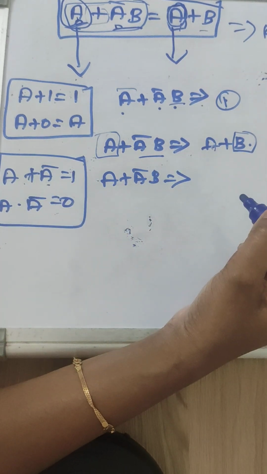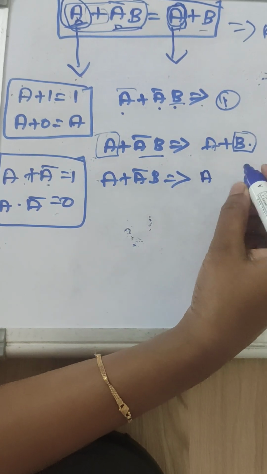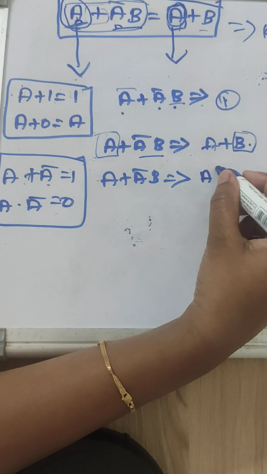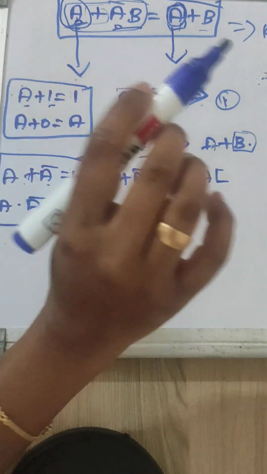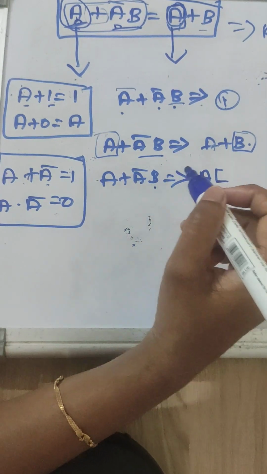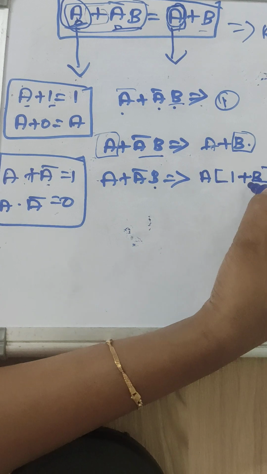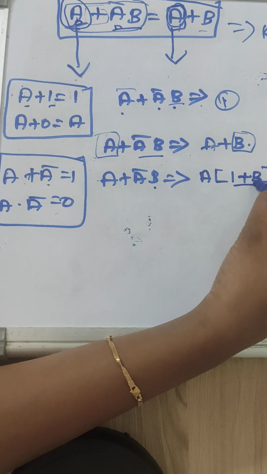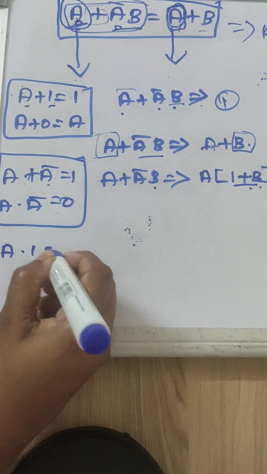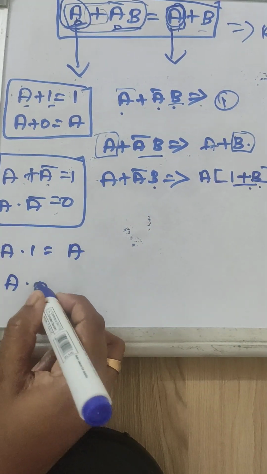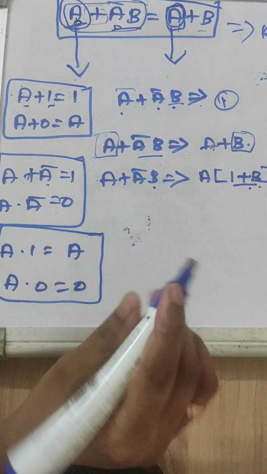So here, A plus A bar B, then how do we cancel out the B term? For that, we'll try one more thing. Here it is, right? 1 plus anything is 1. So we have to cancel out the B. For that, I am adding the extra term 1 plus B, so this will be 1, right? So A dot 1, and A dot 0 will be 0. This we know, right? 1 into anything is that thing, and 0 into anything will be 0.